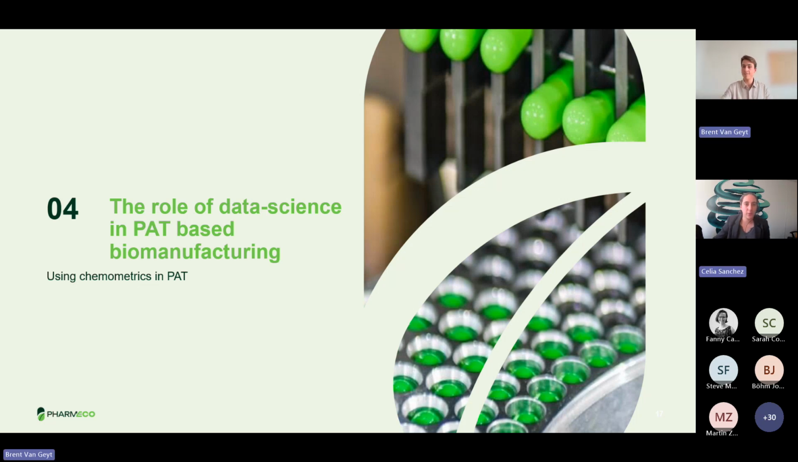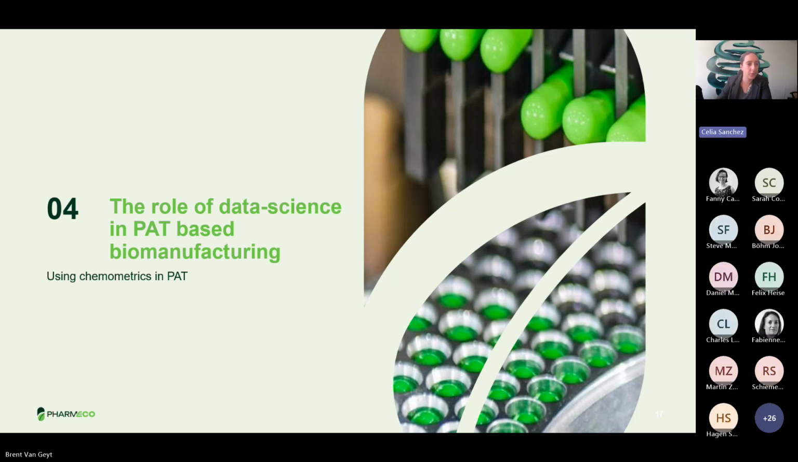Thank you, Brent, for this transition and introduction. So yes, indeed, when we speak about data, we need different tools in order to be able to analyze them. This is what we will see in a bit more detail just after that. I'll take an example of the use of Raman spectroscopy in order to make it more concrete.